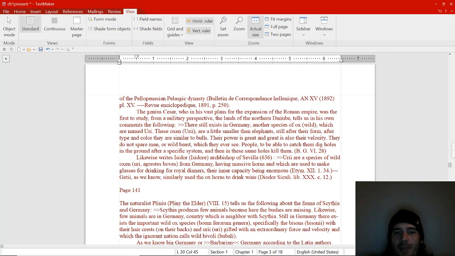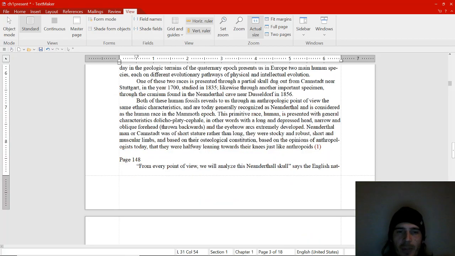Likewise, writes Isidore, Archbishop of Seville, in 636 AD, I think. Uri are a species of wild oxen, also known as Uri agrestes boves, from Germany, having massive horns and which are used to make glasses for drinking for royal dinners, their inner capacity being enormous. And then what Isidore wrote, his reference. Getae, as we know, similarly use the ox horns to drink wine. And then reference to Diodor Siculli, page 141.